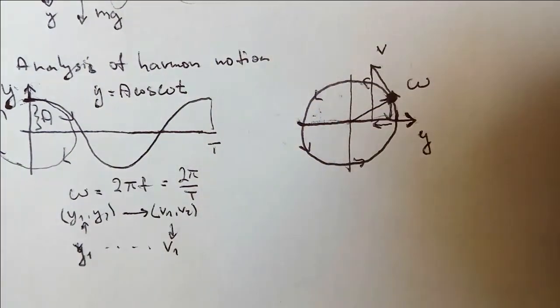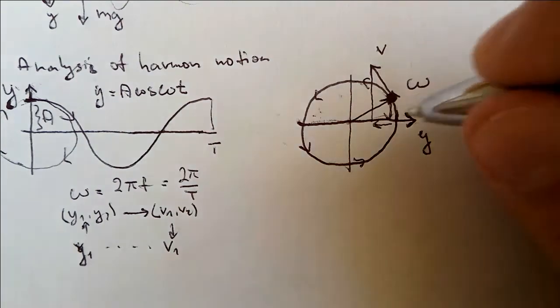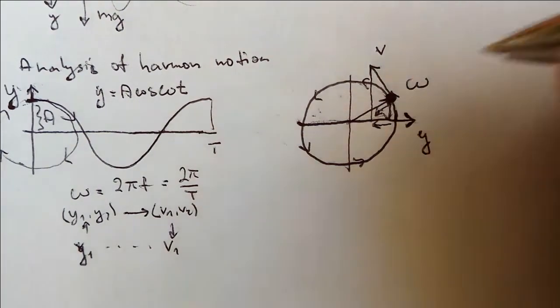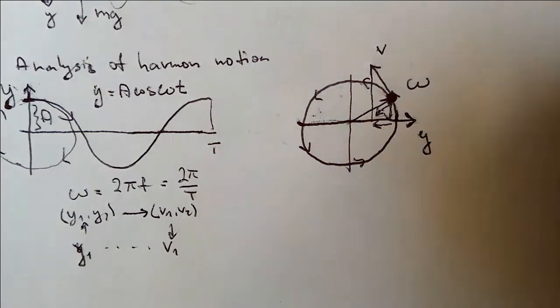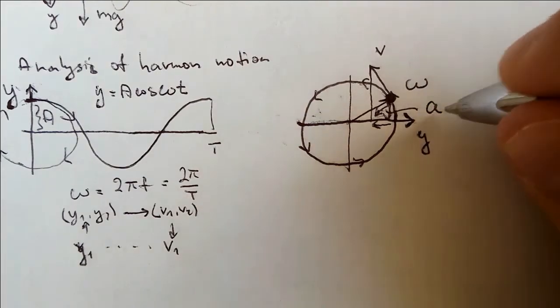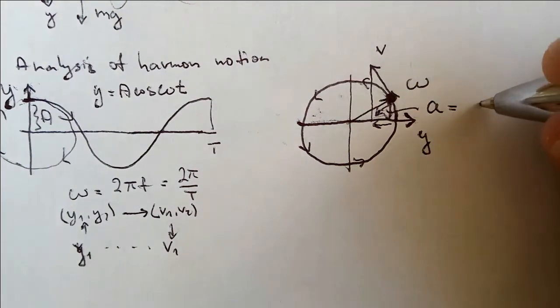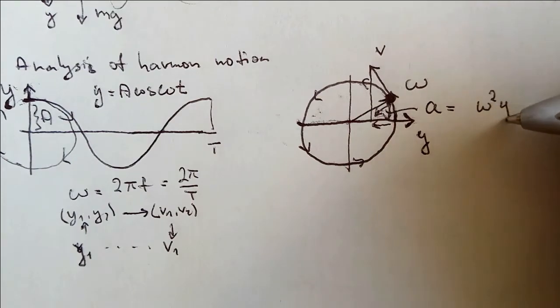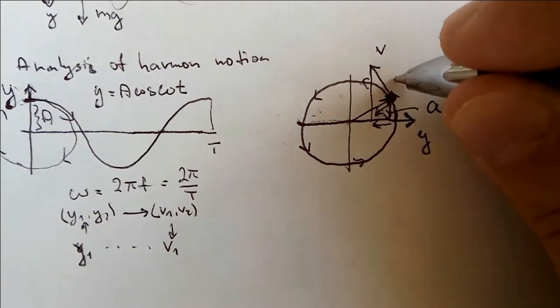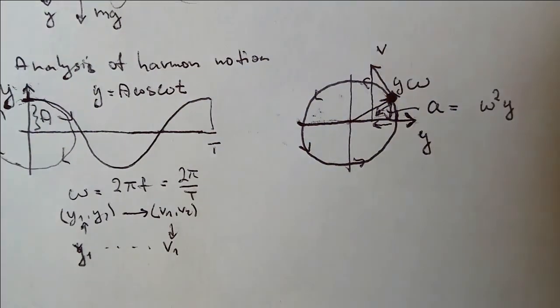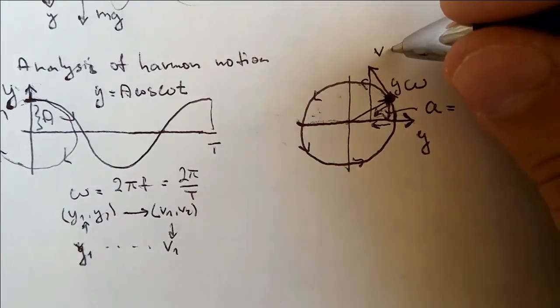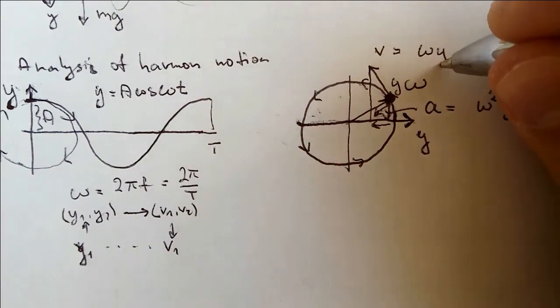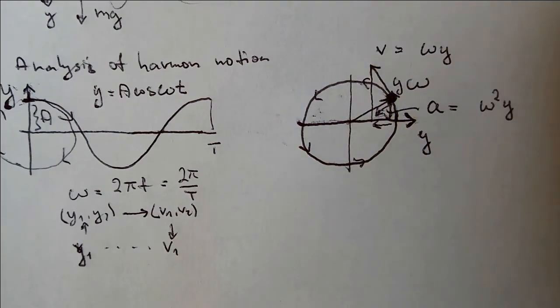when the motion is circular and periodic and regular? You may know that the acceleration is in the direction of the center, and it has the magnitude of omega squared times y, which I should call this point y, this distance, or r, and this is omega times y.